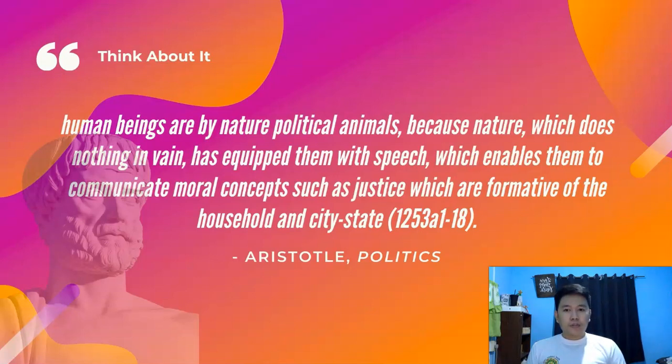So, to summarize it, for Aristotle, we are by nature political animals, creatures whose nature is to live in a society because we are capable of communicating concepts like justice, which are useful, and in a way, we can utilize these concepts in the formation of our society or in the community where we live.